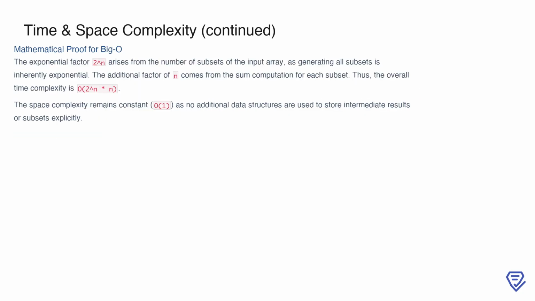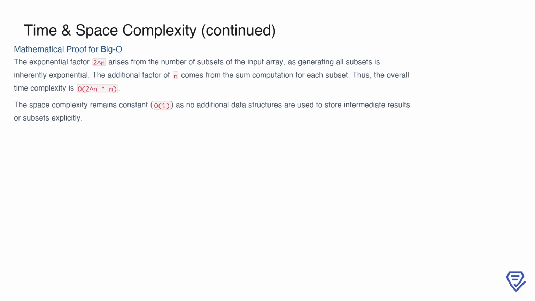The exponential nature of the algorithm's time complexity can be mathematically justified. The factor 2^n arises because the total number of subsets of an input array is inherently exponential. This is due to the combinatorial nature of subset generation. The additional factor of n comes from the need to compute the sum of elements for each subset generated. Combining these factors, the overall time complexity is expressed as 2 to the power of n * n. On the other hand, the space complexity remains constant at O(1). This is because the algorithm does not explicitly store all subsets or intermediate results in memory, relying instead on generators and a few auxiliary variables.